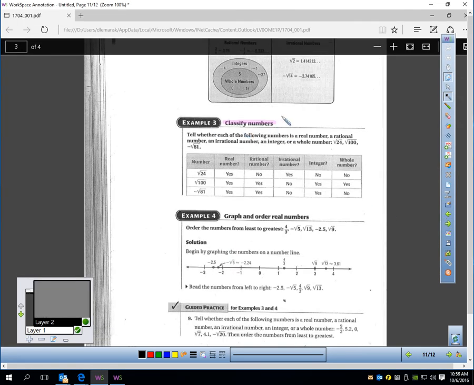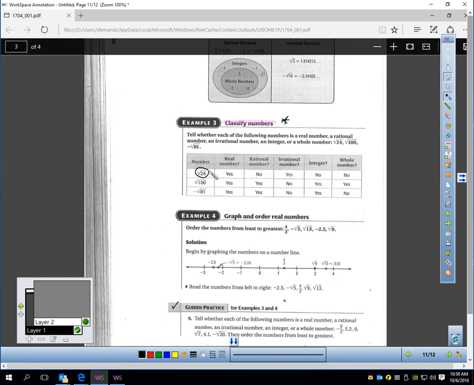There's going to be some homework problems just like this where they're going to say, take this list of numbers and tell me, is it real? Is it rational? Is it irrational? Is it an integer? Is it whole? If you remember this picture, it will help you answer these. Let's try these.